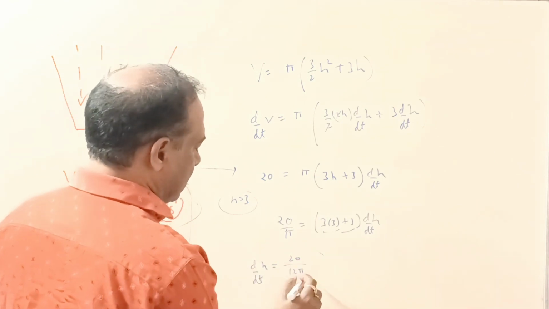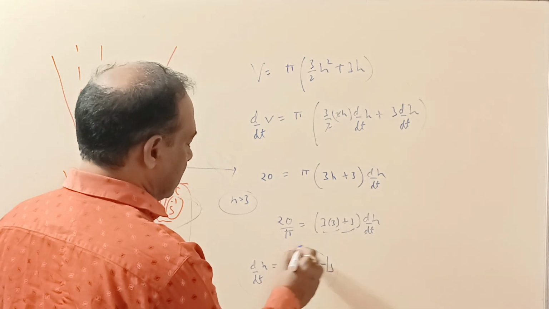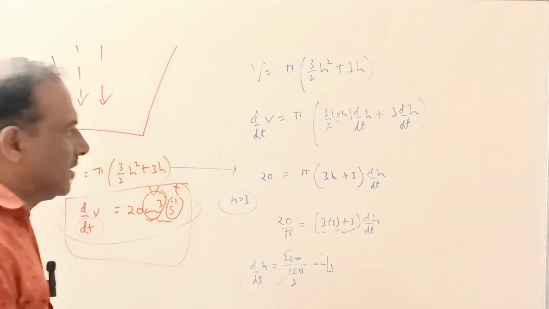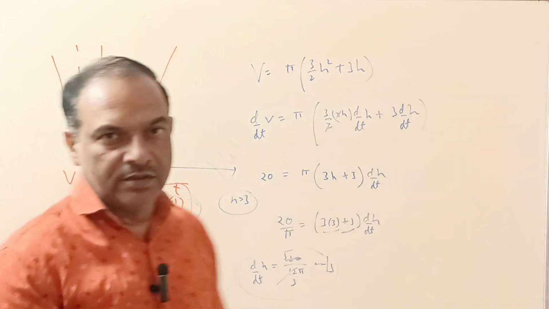In this way again you can do the questions. 3 fours are 12 and 4 fives are 20. Your answer will be the same, 5 over 3 pi. These are the two methods, and both are easy methods. You can go with any of the methods which you want in solving your questions.